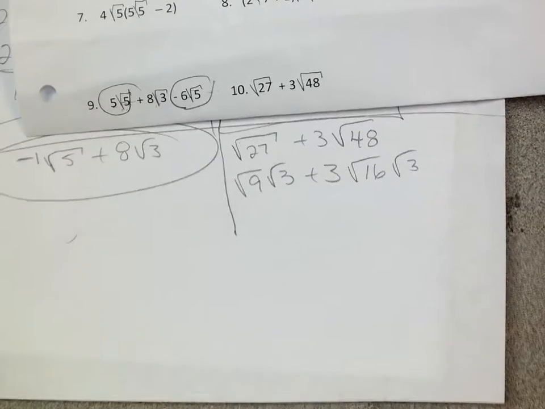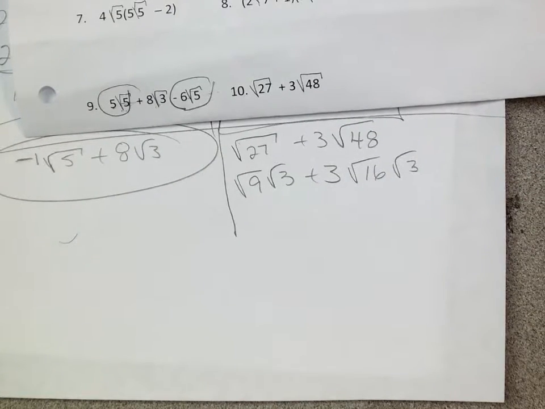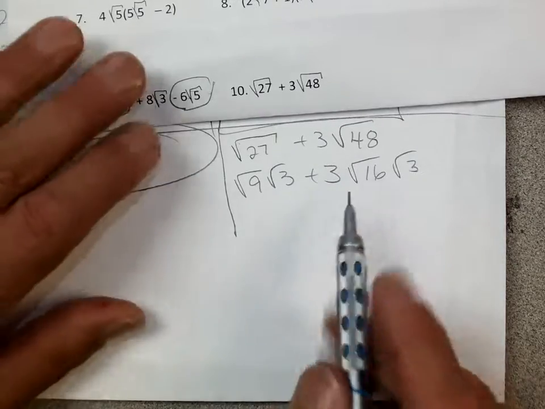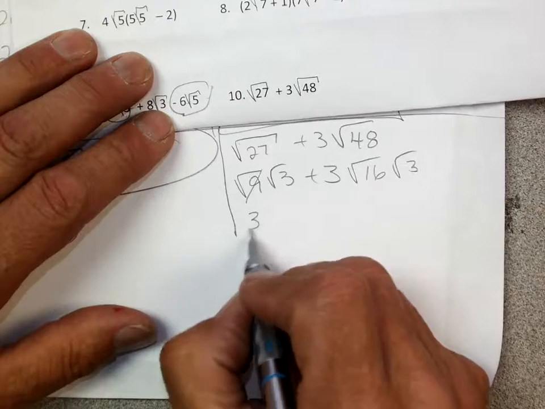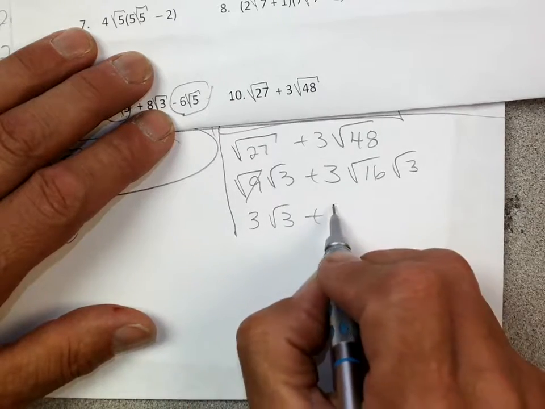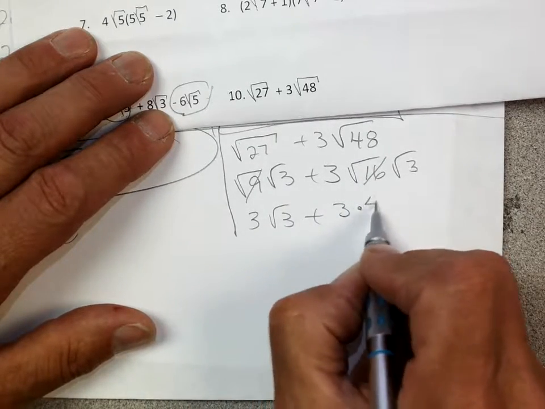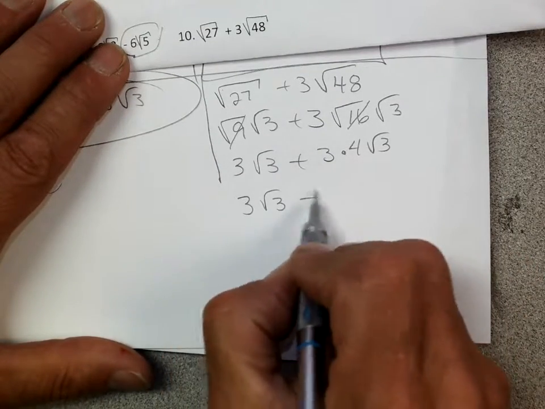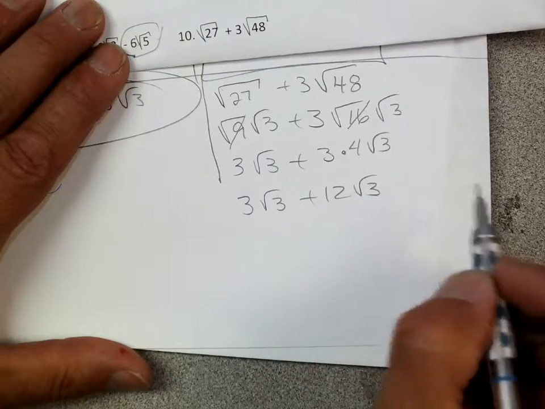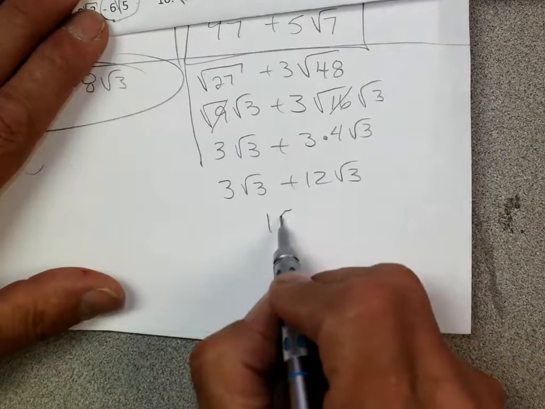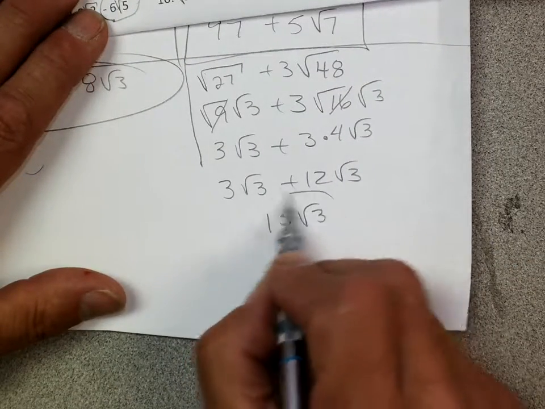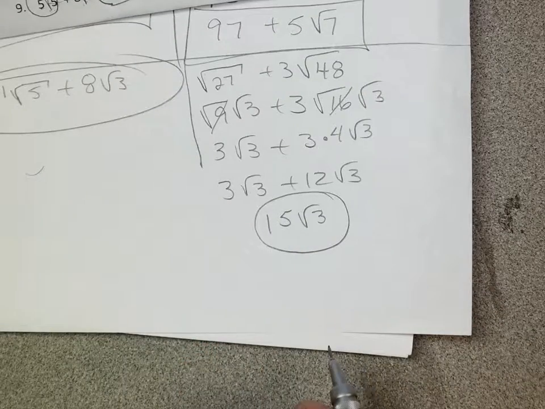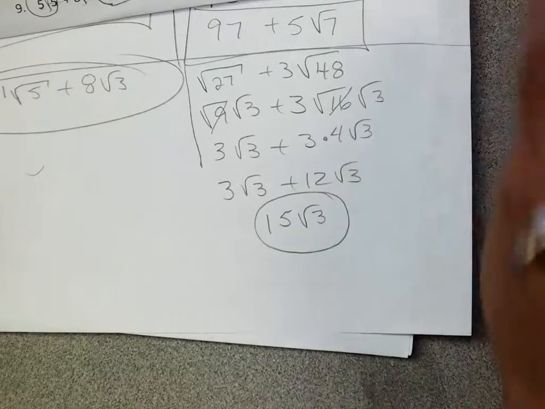Now you could still do 4 and 12, which will work. And then you could break down 12 into 4 and 3, but either way, you can still get it if you broke it down into 4 and 12. Anyway, from here, though, it gets pretty easy. I get 3 square roots of 3 plus 3 times 4 square roots of 3. 3 square roots of 3 plus 12 square roots of 3 makes 15 square roots of 3. Thumbs up on that one? Okay. Yep. I know you guys can do this, okay?